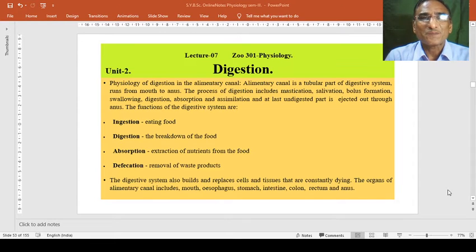Dear students, in the last lecture we saw the structure of muscle and the bands or stripes, which are the I band and the A band, and these alternate bands work for the contraction and relaxation of muscles.